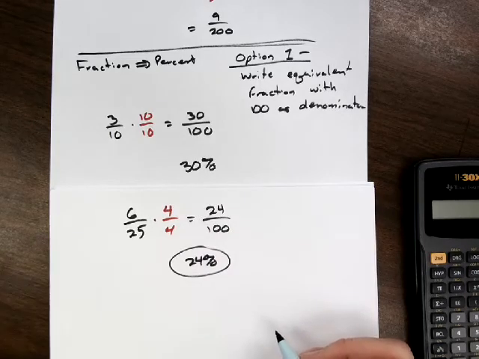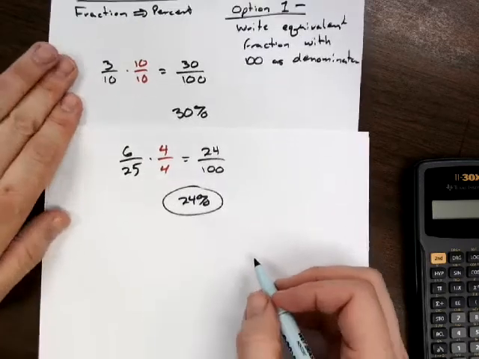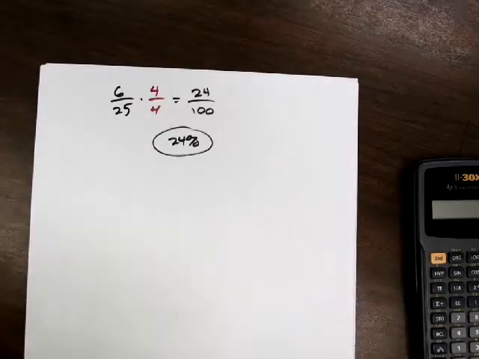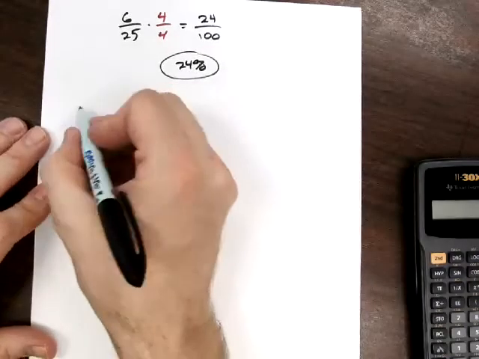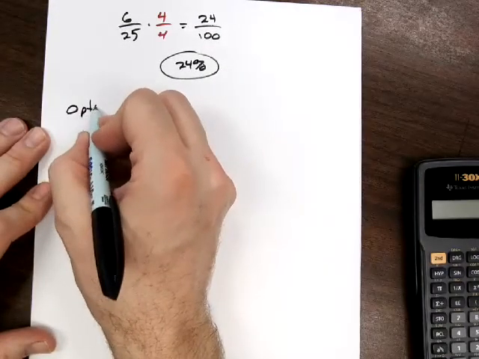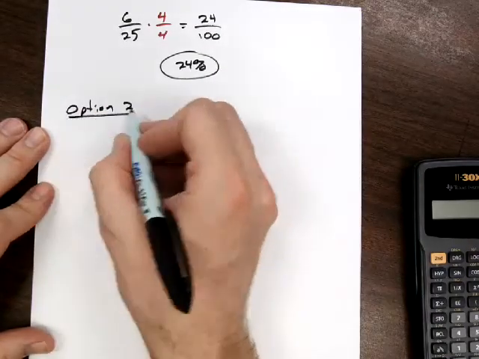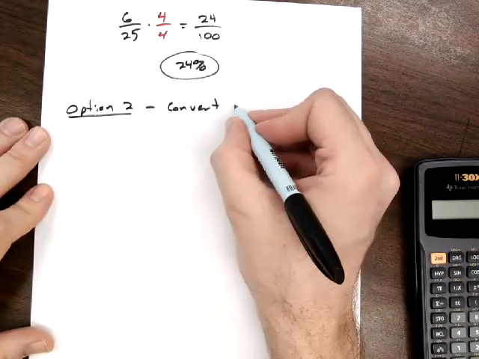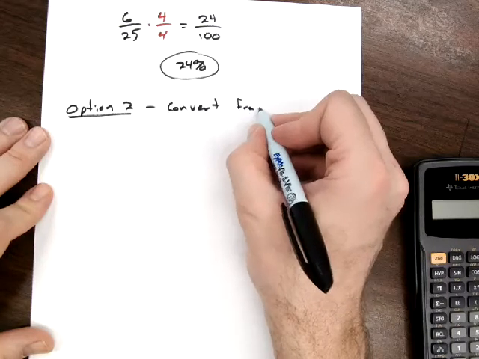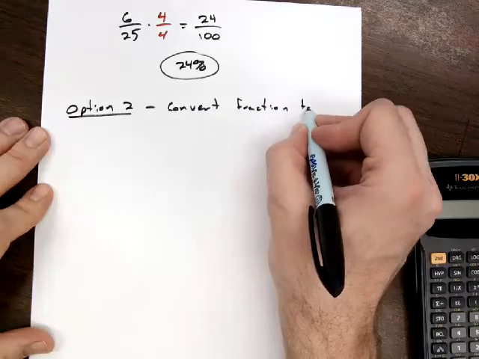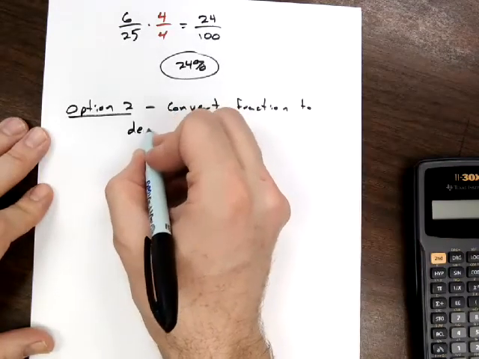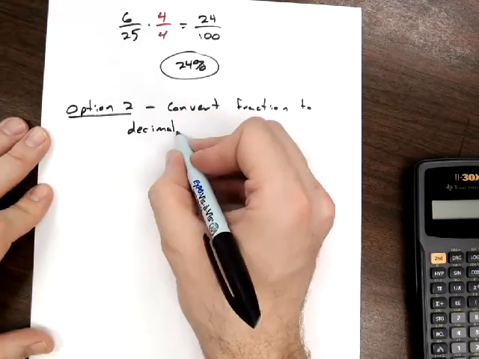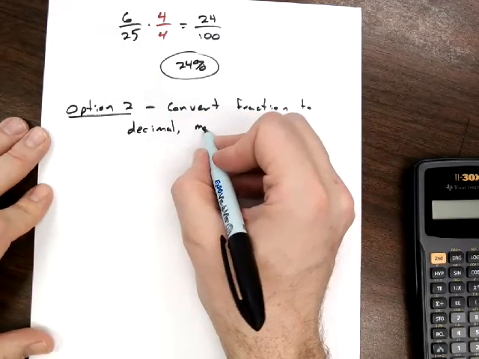Option 2 is almost easier. We're just going to convert the fraction to a decimal, and then move the decimal point.